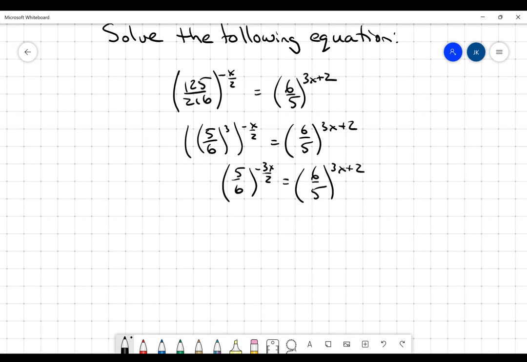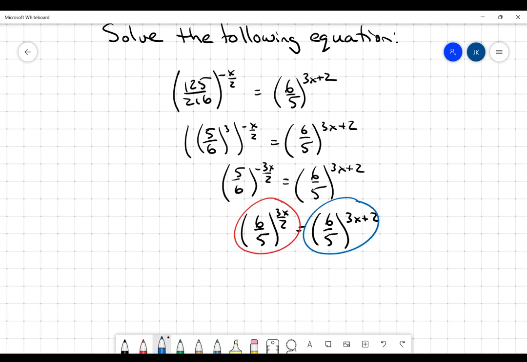Now, the bases are not the same, but notice on the left-hand side that there is a negative in the exponent. So I'm going to apply that negative, and what the negative does is it reciprocates the base on that left-hand side. And now I've got power equal to power. The bases are the same, okay? So power is equal to power, and the bases are the same. So now what I can conclude is that the exponents must also be the same.